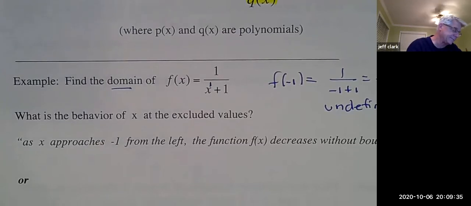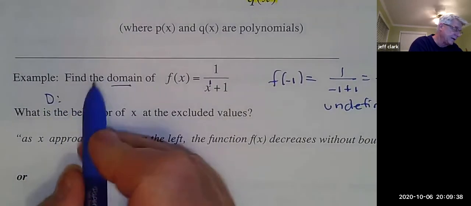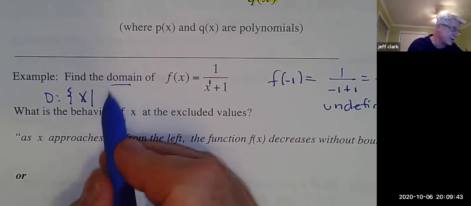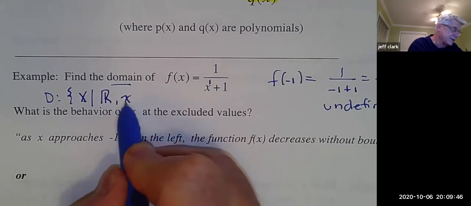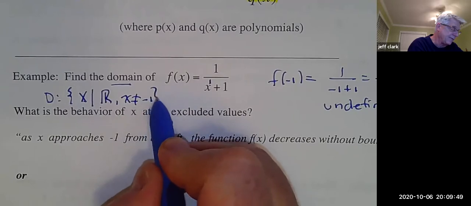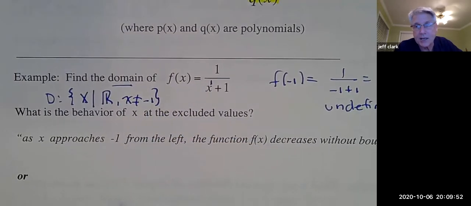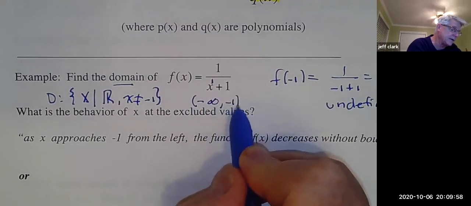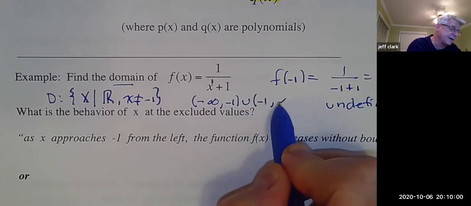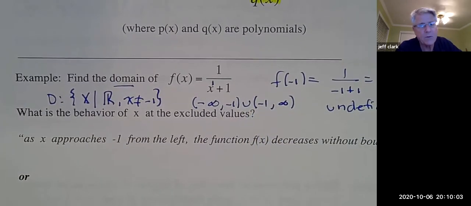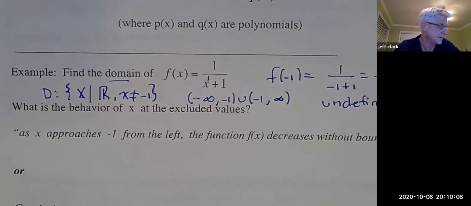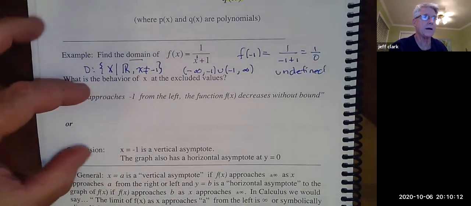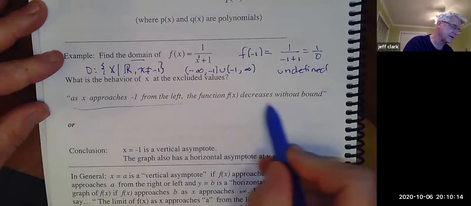So the domain, D for domain, would be the variable x, all real numbers. This is set builder notation: all real numbers, x just can't be -1. And if you wanted to write that domain in interval notation, you exclude -1. So you have from -infinity to -1, and then union -1 to infinity. That would be the domain. At this point, let's not worry about the approaches statement right here.